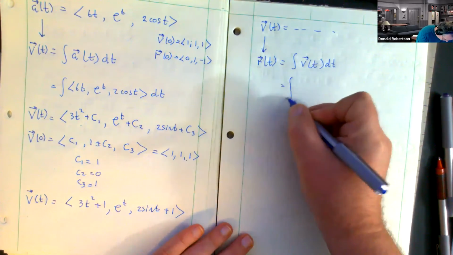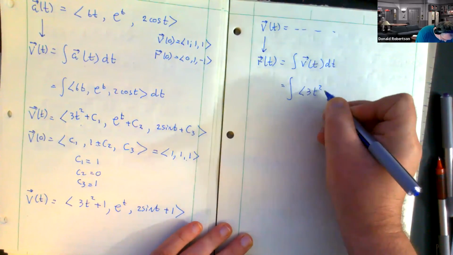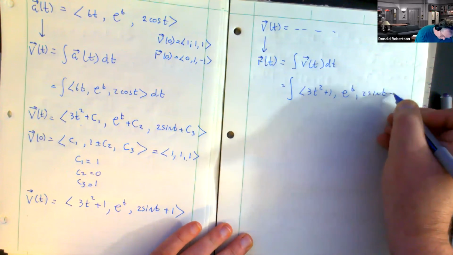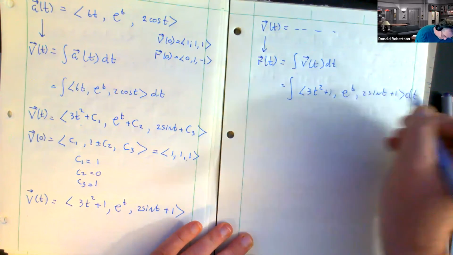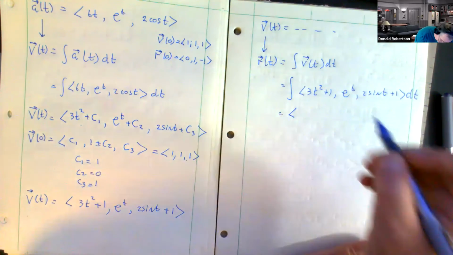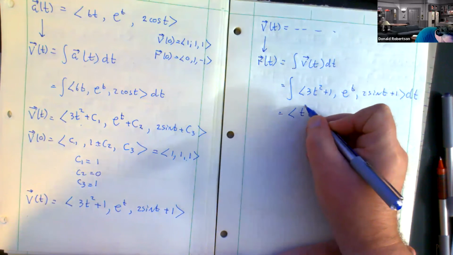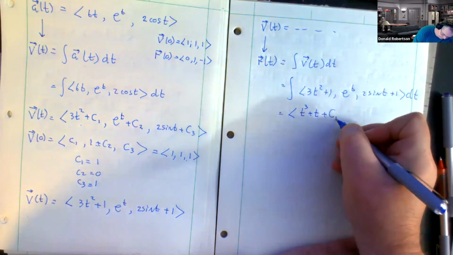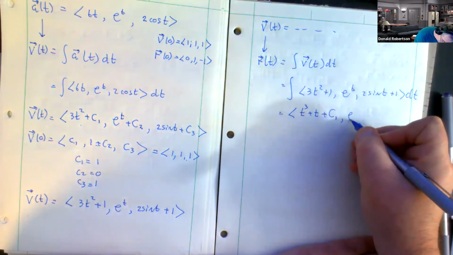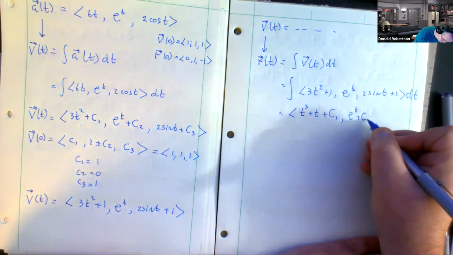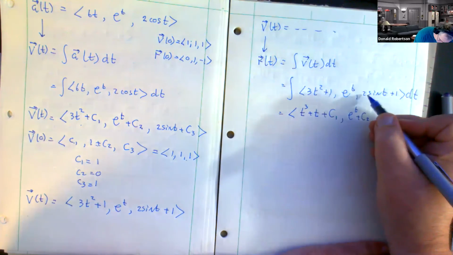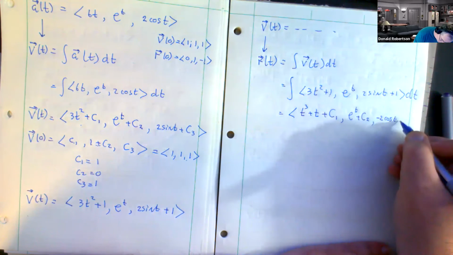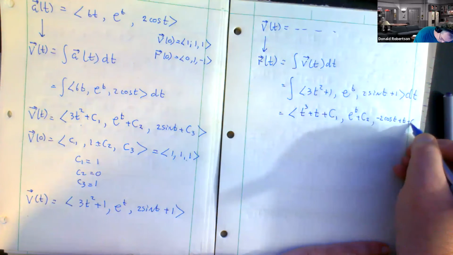And if you want to integrate a vector function, you integrate each of its pieces. 3t squared, t cubed, 1 gets you t, plus an arbitrary constant c1. E to the t is e to the t, plus an arbitrary constant c2. If you differentiate 2 sine, you get -2 cosine. You integrate a 1, you get a t, plus c3.